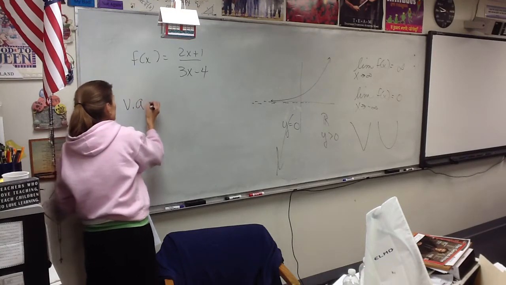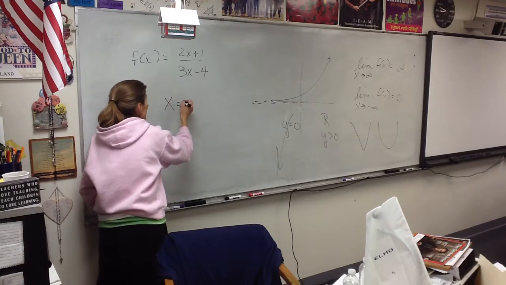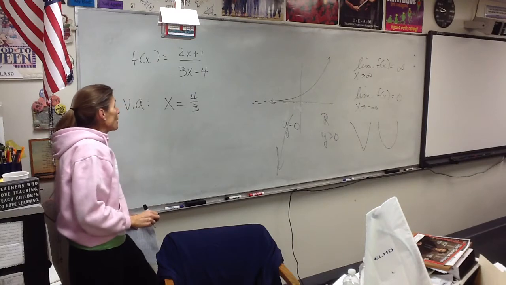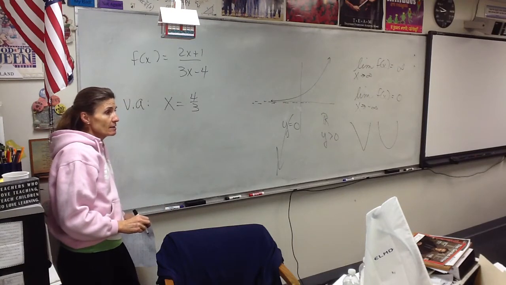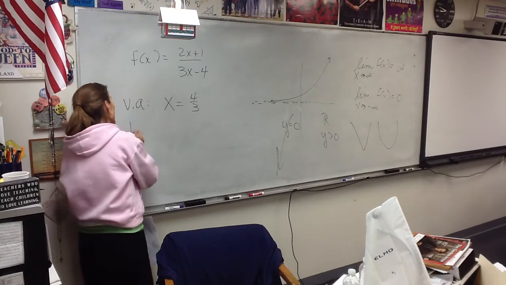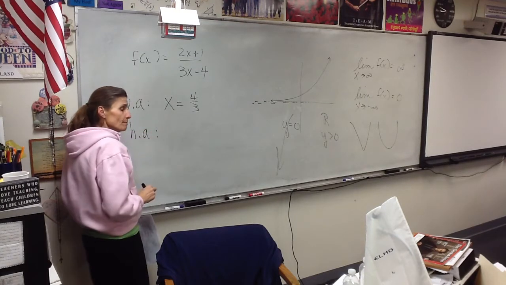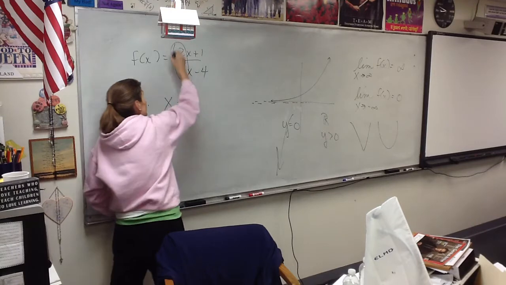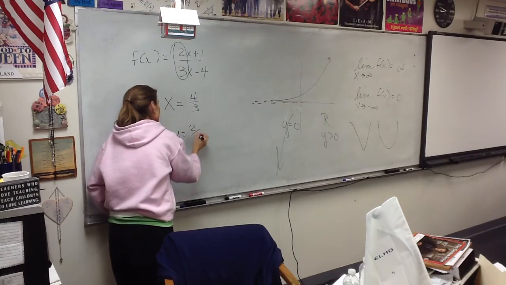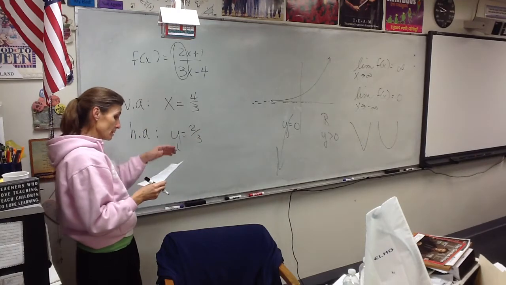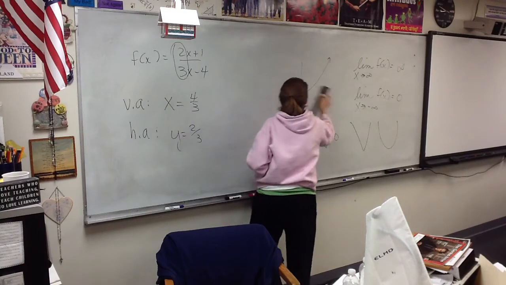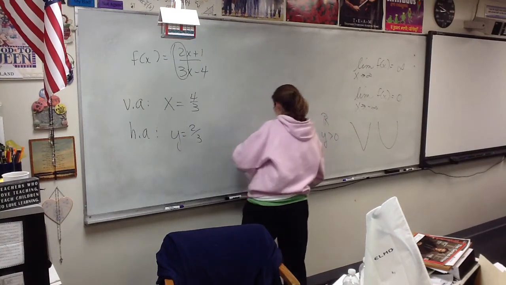Vertical asymptotes happen when the denominator equals 0. So you have a vertical asymptote at 4/3. Horizontal asymptotes are the tricky ones. You look right here. Where's the horizontal asymptote? Y equals 2/3. Look at the next one. Same type of question. A little bit different problem.